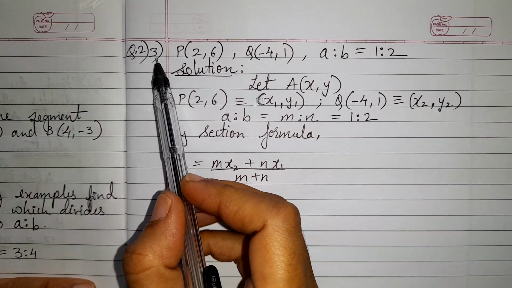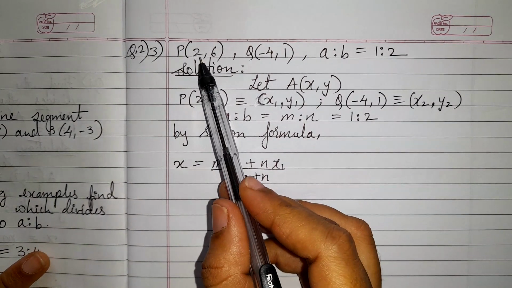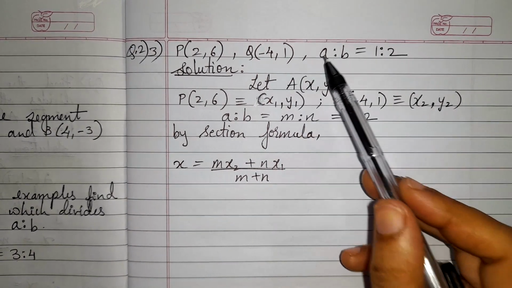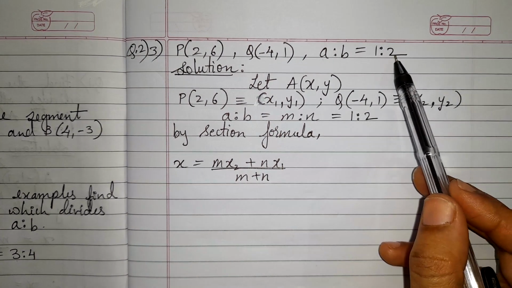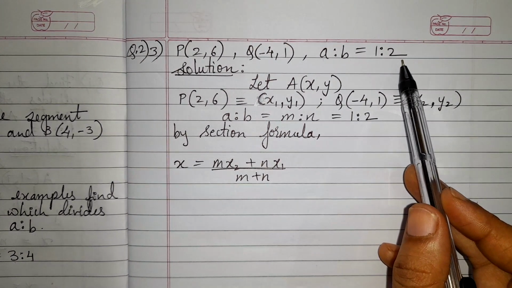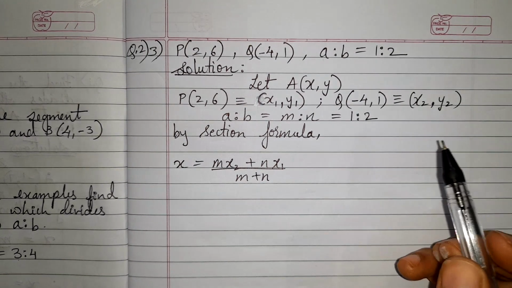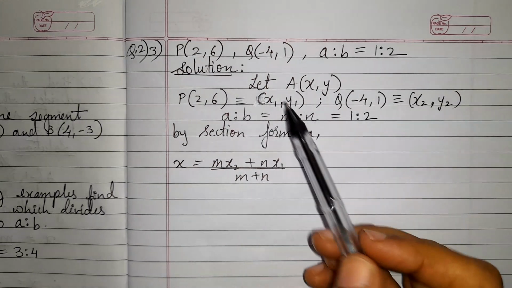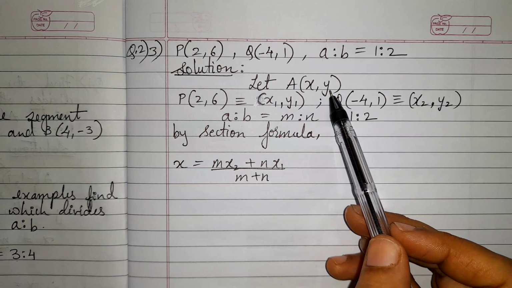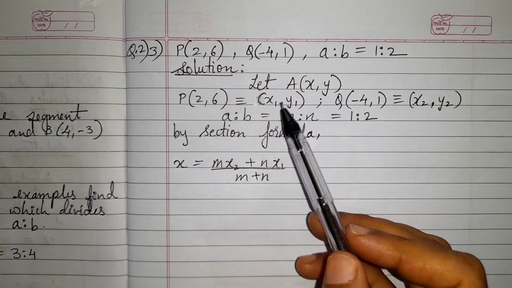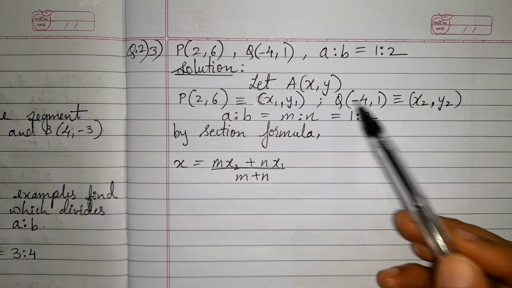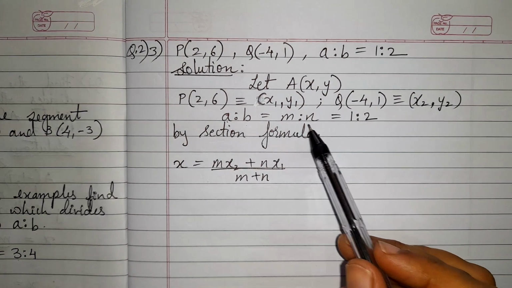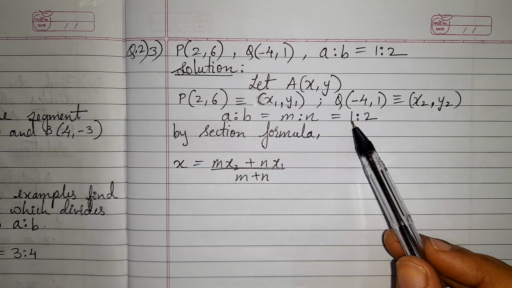The third question, in question number 2, point P (2, 6), point Q (-4, 1) and the ratio A is to B is equals to 1:2. These are the given information. We need to find the coordinates of point A which divides the segment PQ in the ratio 1:2. Solution. Let the coordinates of point A be x, y, point P (2, 6) be x1, y1 and point Q (-4, 1) be x2, y2. Also, let A is to B is equals to m is to n equal to 1:2.